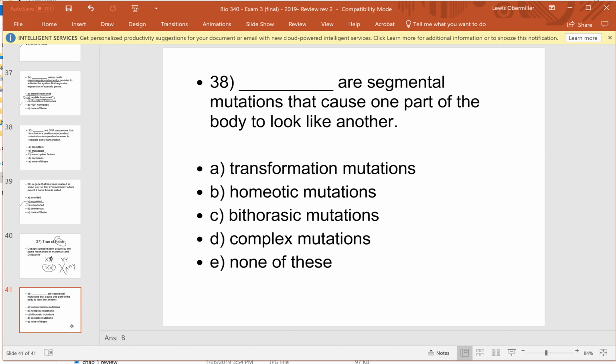One body part looks like another. So that's homeotic mutations, remember the antennapedia, and we talked about this, but we'll talk about this in developmental genetics. In the antennapedia mutation, an antenna looks like a foot, so that's a homeotic gene that controls that.